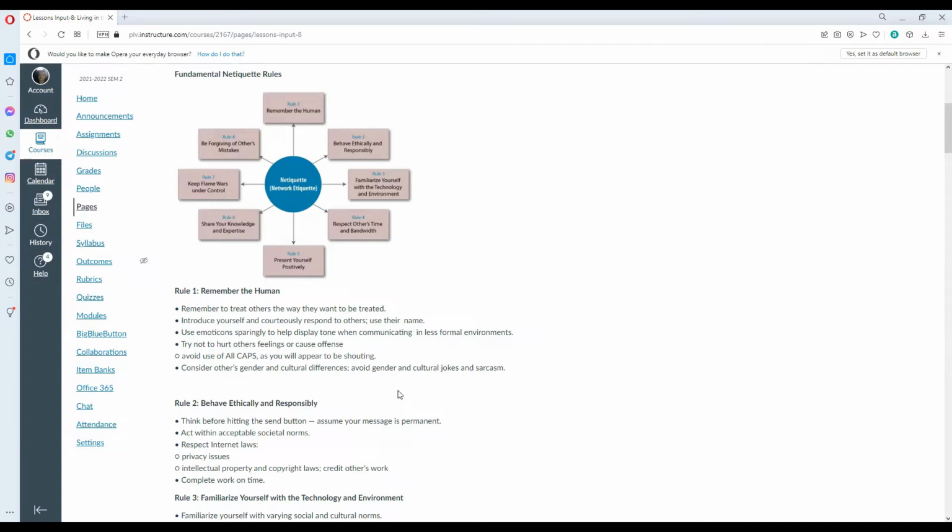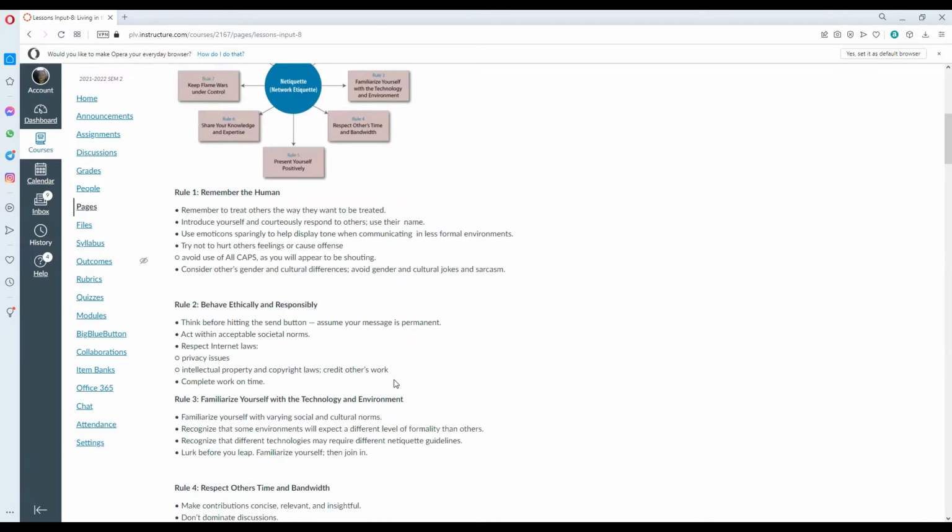Consider others' gender and cultural differences. Avoid gender and cultural jokes and sarcasm. Also, avoid making fun of people based on their skin color, based on their appearance, and the like.